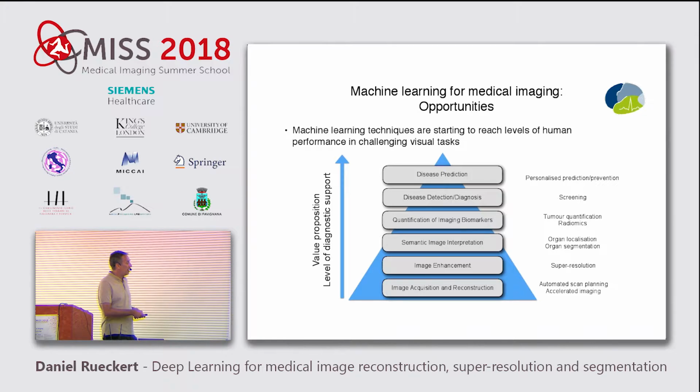So there are a number of applications. In this domain, we can improve the images by, for example, deblurring them, by using super resolution techniques, and I'll show you some examples of this later on. The obvious thing which everybody will know is semantic image interpretation. That means I would like to localize organs, I would like to segment organs.